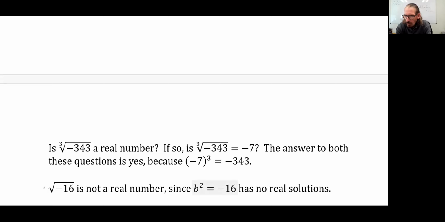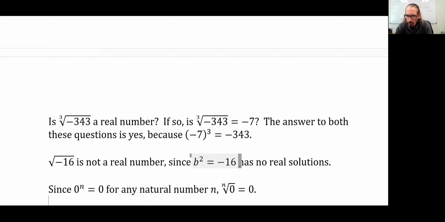Well, any real number squared is going to be non-negative. 0 squared is 0, and then take any two positives or any two negatives. The two negatives would cancel out, for example. So we're not getting any solutions.